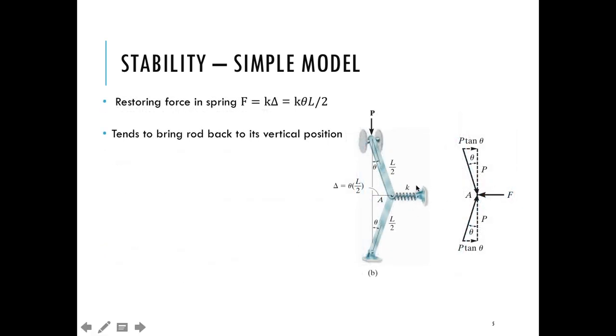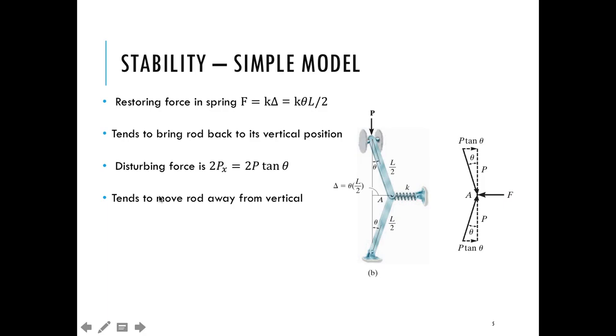The restoring force set up in the spring tries to push the two beams back to their equilibrium position. The value of that force is just the spring constant times the amount that the spring is displaced by, so K theta. Whereas there are also forces set up in the two beams. The horizontal component of these forces tries to disturb the system further and move the pin at A to the right. This disturbing force is the horizontal component of the force acting in the beams, given by 2Px. In terms of the applied load, we get 2P tan theta.